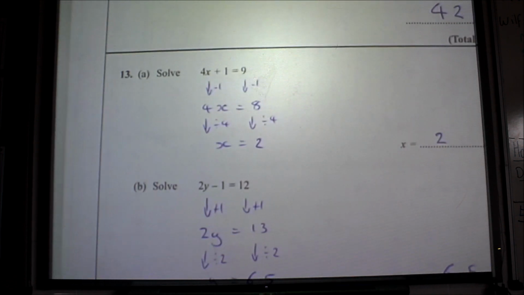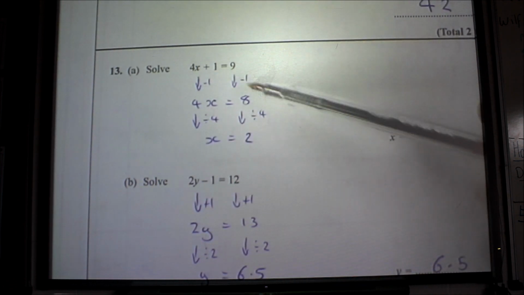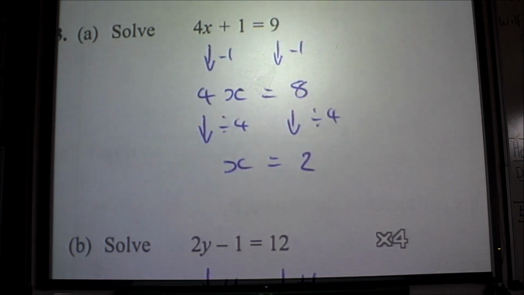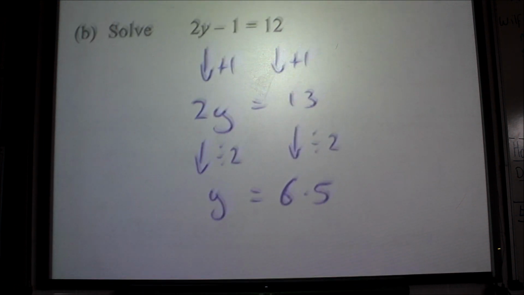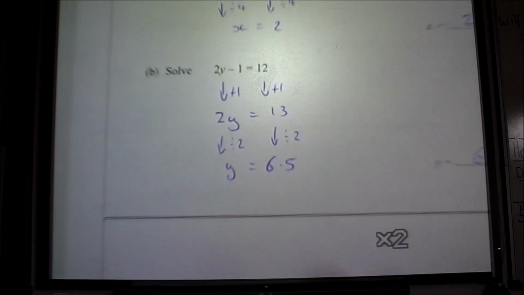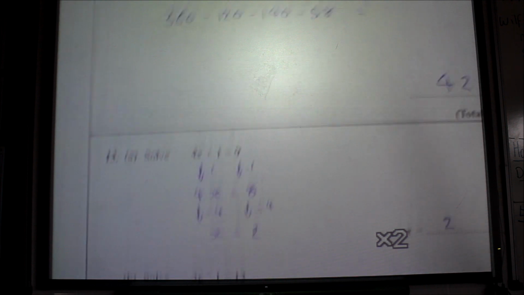Solve this one. I've shown you all the steps. Take away 1. I'll zoom in in case you want to see it in detail. Take away 1, then divide by 4, so you get x equals 2. And the one below it, you add 1 to both sides, then you divide by 2, so you get y is 6.5. Next question, question 14.